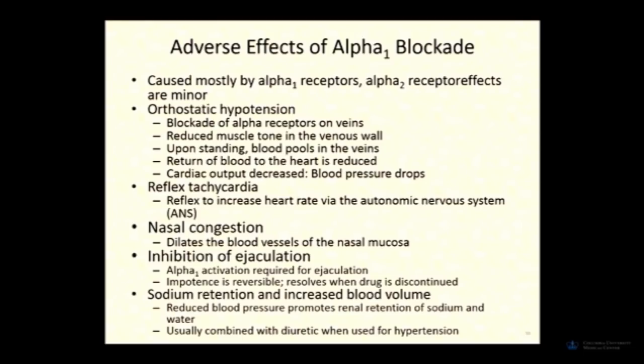Sodium retention and increased blood volume. Reduced blood pressure can enhance the renal retention of sodium and water, which expands blood volume, so it's usually combined with a diuretic. When we use an alpha blocker to treat hypertension, we also often use a diuretic to block this sodium and water retention. We'll talk in the cardiovascular drugs about combination therapy, using multiple drugs to minimize or treat cardiovascular disease.